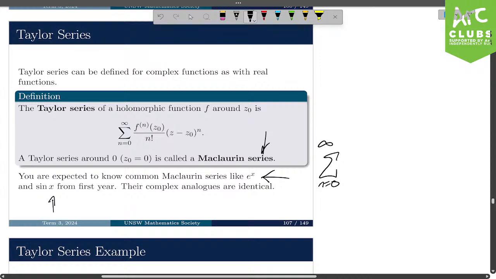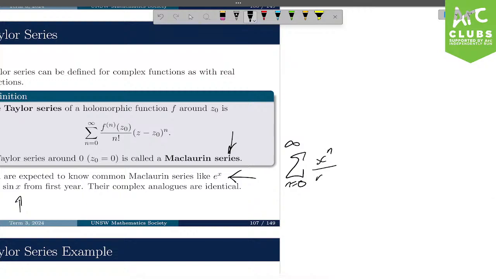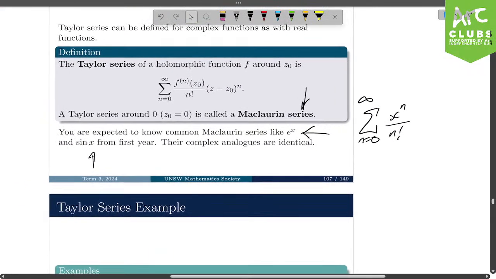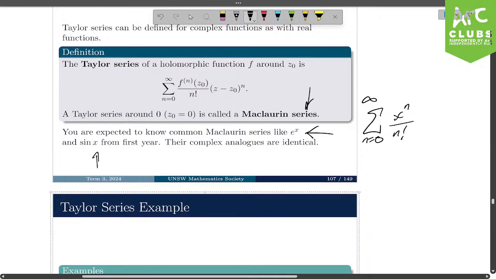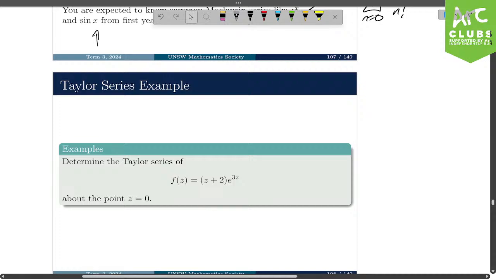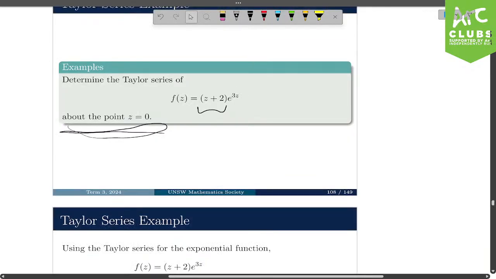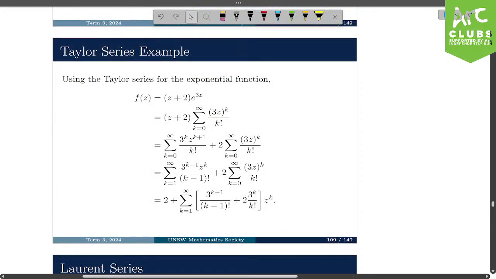It should just be summation from 0 to infinity of, man, I hope I don't get this wrong, x to the n on n factorial. Bam. But yeah, that is just e to the x. And now we're just going to manipulate this, do a little bit of algebra. We're going to multiply it by z plus 2, and just still taking Taylor series about a point, okay? Maclaurin series.